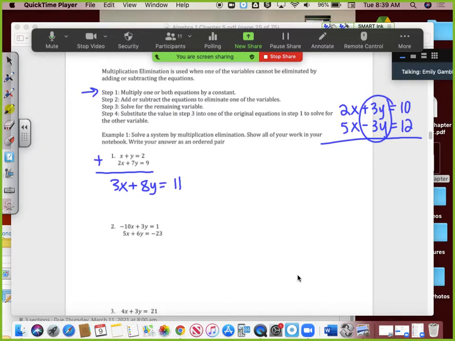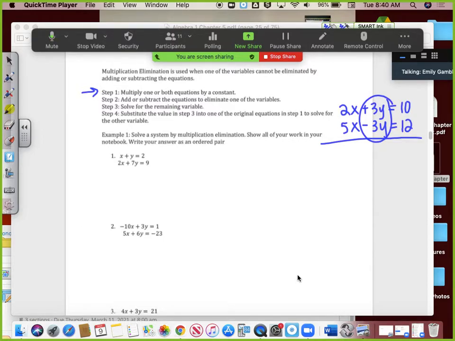In order to eliminate a variable, the variables have to be opposites or they have to be the same so that you can either add the two together or subtract them. Because that's not helpful, that means that I have to take one of the equations or both of the equations and multiply it by a number so that you can use elimination. So there's no right or wrong way to do this. You have to just choose a variable to eliminate.